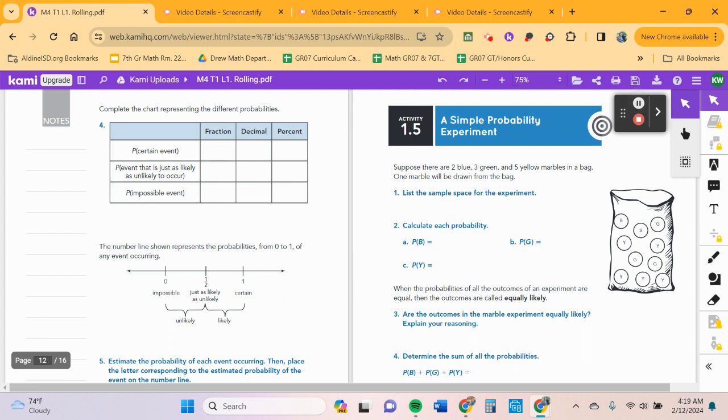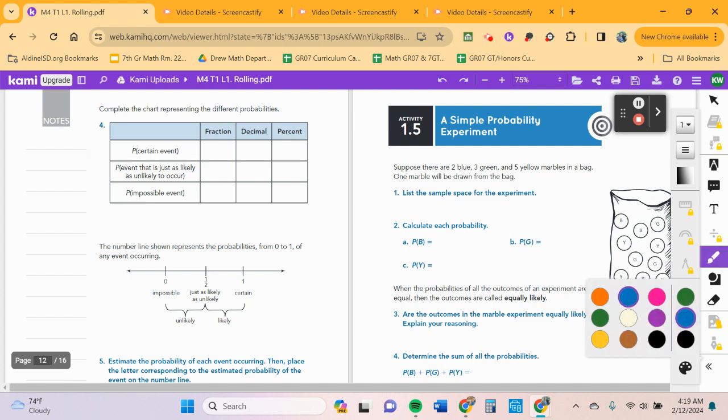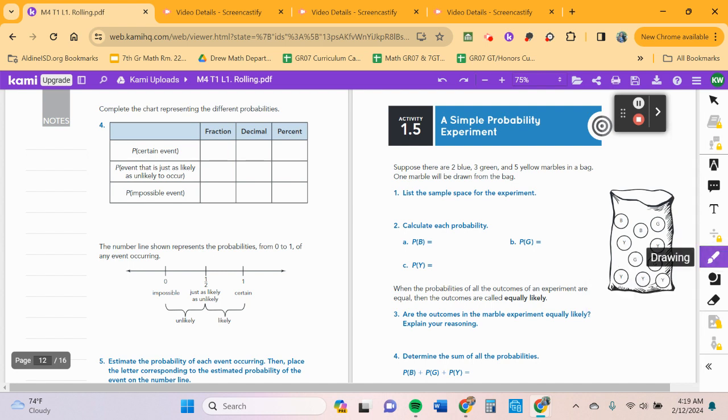So like I said, I'm going to go ahead and get you started with this table because I do want you to fill this in on your own. So let's look at the first row. The probability of a certain event. So certain meaning that it is definitely going to happen, right? That fraction looks like 1, or it could look like 1 over 1. Okay, there we go. And the decimal looks like 1.0. That's 1 written in decimal form. And the percentage would look like 100%.